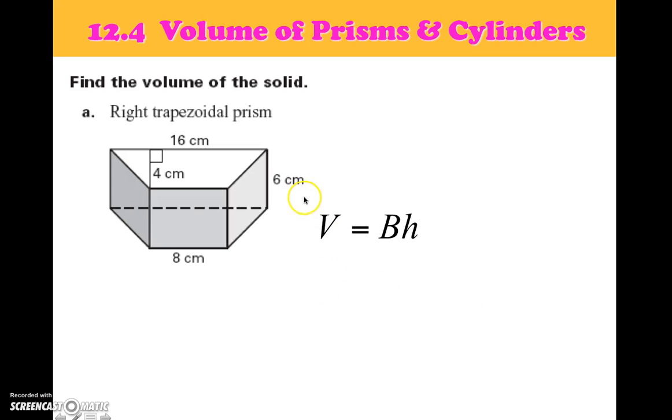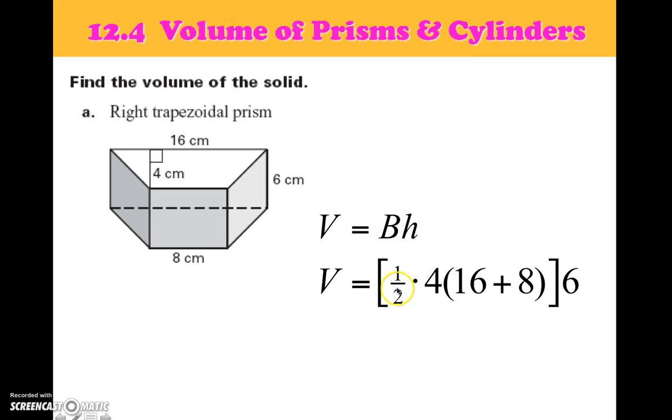Okay, there's our basic formula. Now, as you go through these problems, you have to think, okay, what's the shape of the base? They're telling us it's a right trapezoidal prism. So, it's a trapezoid. That formula is 1/2 the height of the trapezoid times base 1 plus base 2 of that trapezoid.